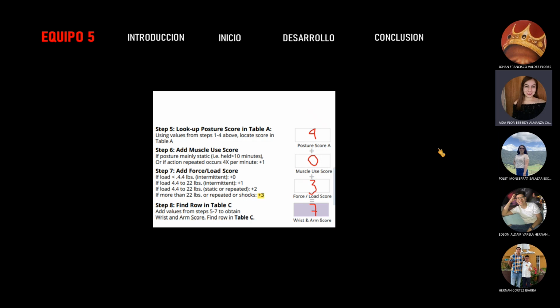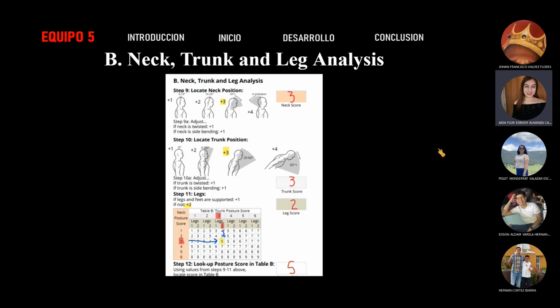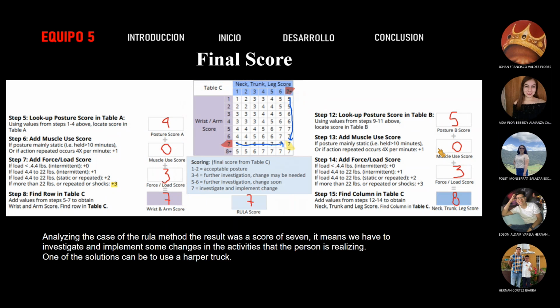From step 5 to 7, I made a sum and then I wrote the number in the table. I got a 7. Next page, please. Next, please. In part B, neck, trunk, and leg analysis, in step 9, locate neck position, I selected 3 points. His neck is more than 20 degrees.